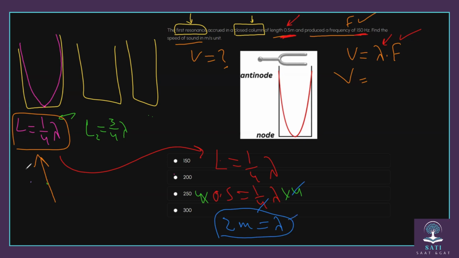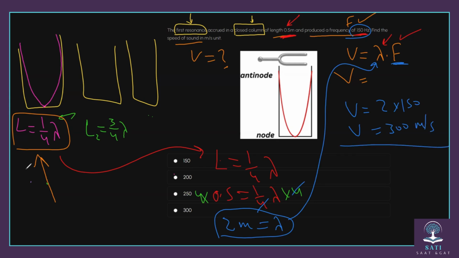Since I found the wavelength, I just substitute with it here in this place. Now the velocity will equal the wavelength, which is 2 meters, times the frequency. What is the frequency here? It is 150. So you multiply, the velocity becomes 2 times 150, which is going to be 300. What unit of velocity? Meter per second. So that means you've got to choose 300 as the answer.